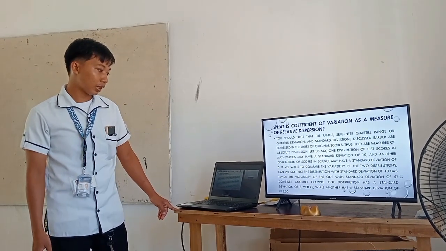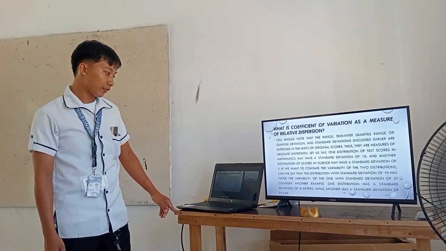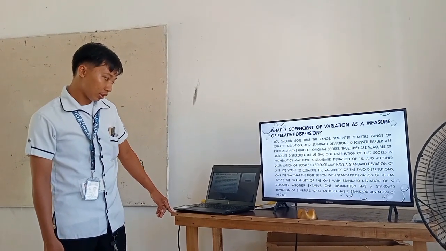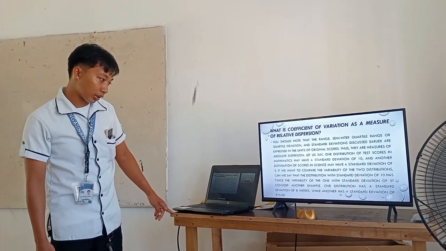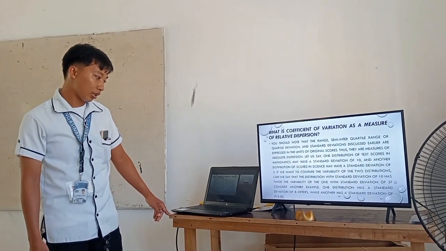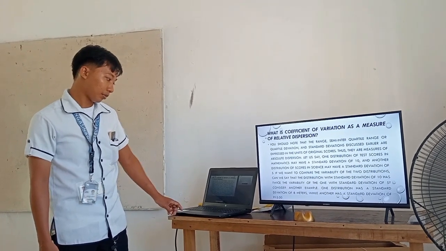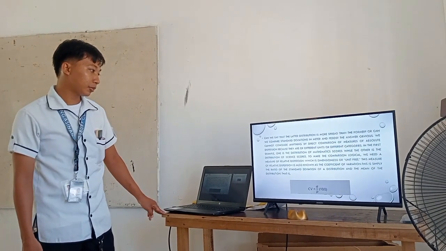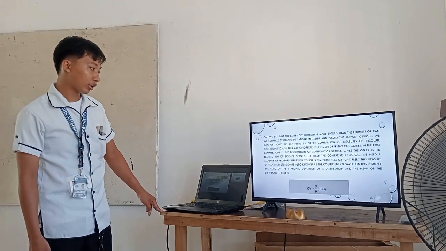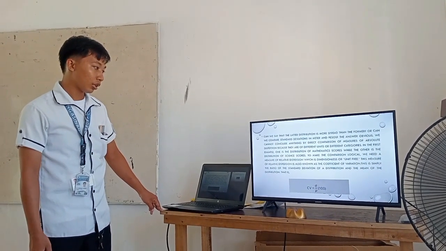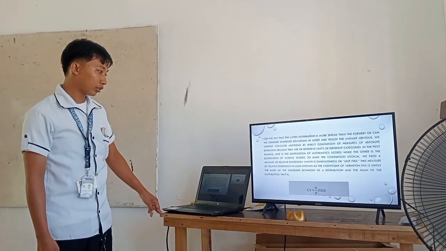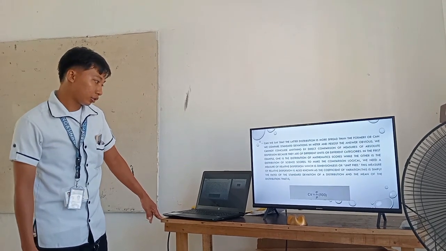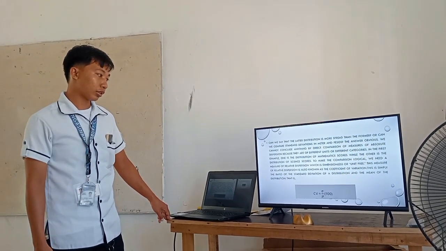If we want to compare the variability of the two distributions, can we say that the distribution with standard deviation of 10 is more spread? Consider another example. One distribution has a standard deviation of 8 meters, while another has a standard deviation of 15 pesos. Can you say that the latter distribution is more spread than the former? Or can we compare standard deviations in meters and pesos? The answer is obvious. We cannot conclude anything by comparing these measures of dispersion because they are in different units or different categories.